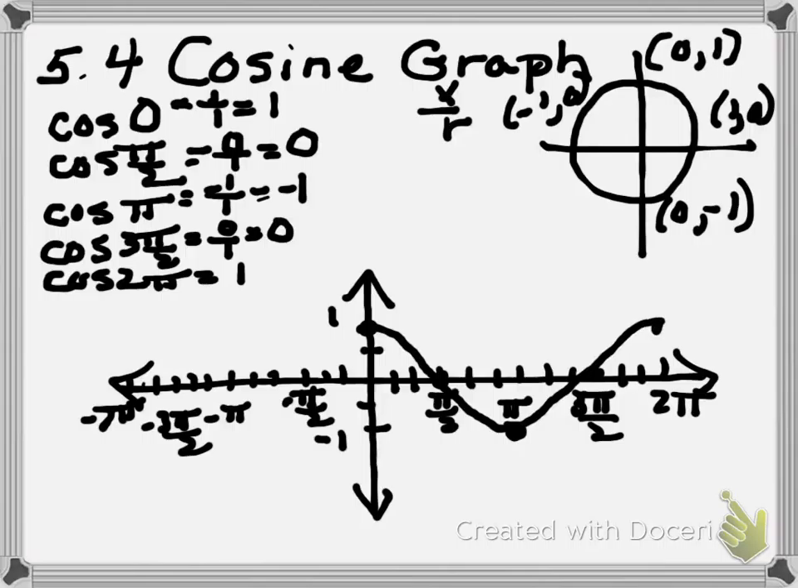Now we can graph it on the other side of the y-axis as well. It continues in the same way. It goes from 1 to 0 to negative 1 to 0 back up to 1.